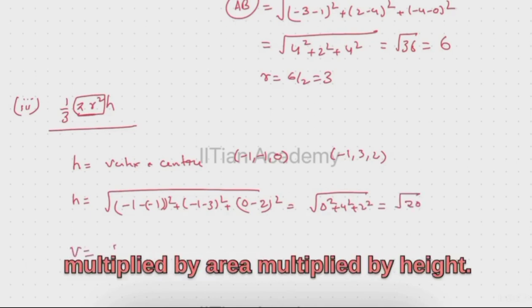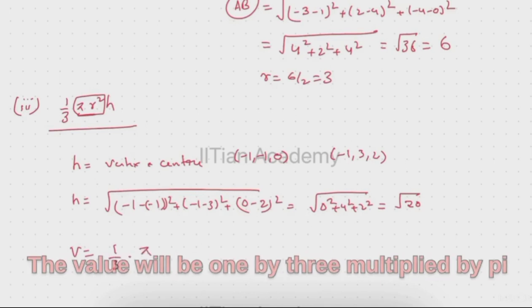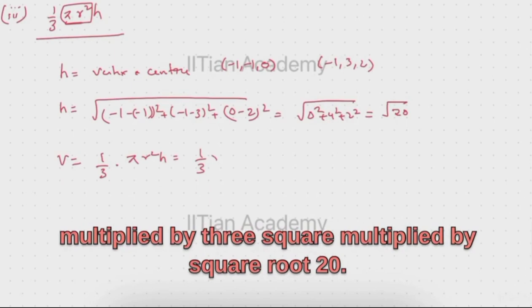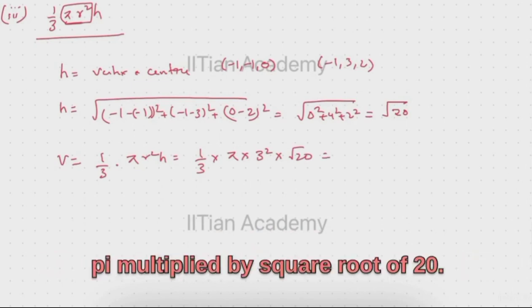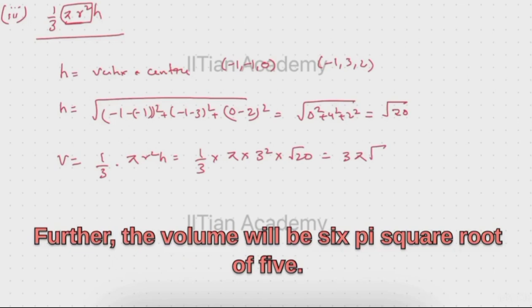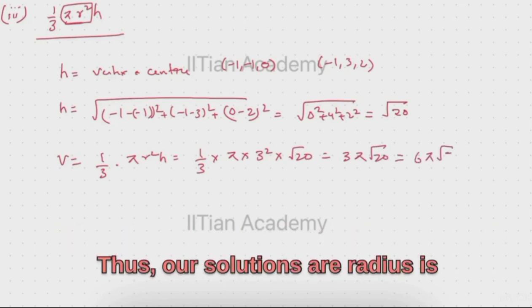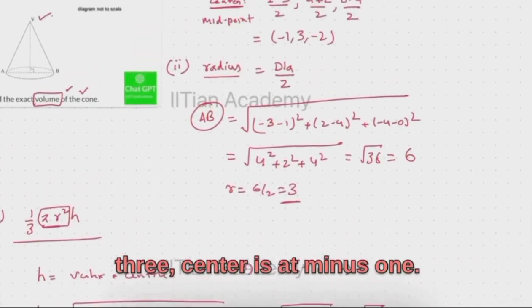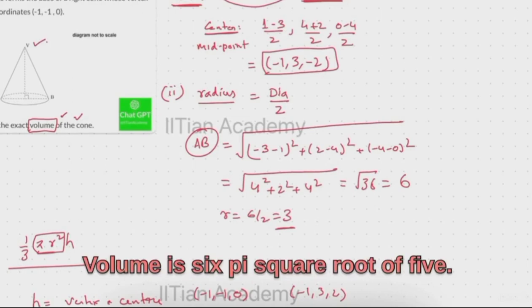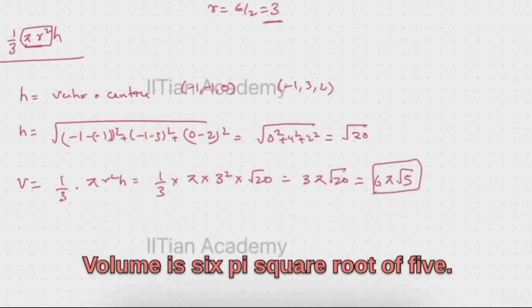The volume will be 1/3 multiplied by area multiplied by height. The value will be 1 by 3 multiplied by pi multiplied by 3 square multiplied by square root 20. This can be simplified to 3 multiplied by pi multiplied by square root of 20. Further, the volume will be 6 pi square root of 5. Thus, our solutions are radius is 3, center is -1, 3, -2, volume is 6 pi root 5.